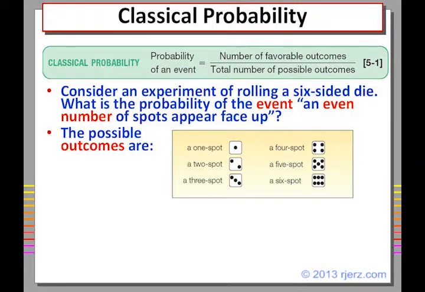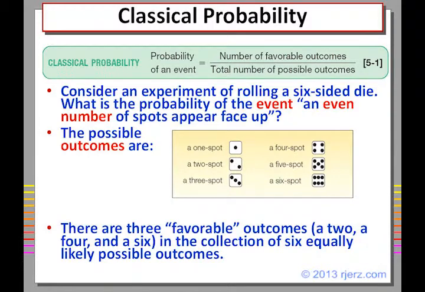Consider an experiment of rolling a 6-sided die. What is the probability of the event an even number of spots appear face up? Here are the total number of outcomes of throwing a die. You can throw a 1, a 2, a 3, a 4, a 5, or a 6, right? Of these, there are 3 favorable outcomes, a 2, a 4, and a 6, in the collection of 6 equally likely possible outcomes.